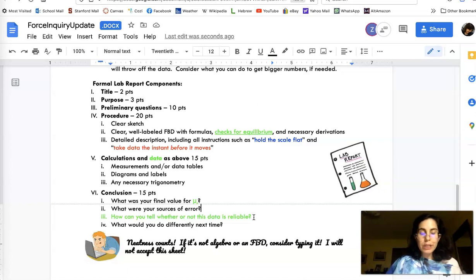If it looks like your shoes are made of sandpaper walking on duct tape sticky side up, that data is not reliable and your sources of error were probably pretty big, which will tell you what to do differently next time. The formal lab report doesn't have to be 4 pages long as all of this is here in order and neatly labeled. Good luck, everybody.